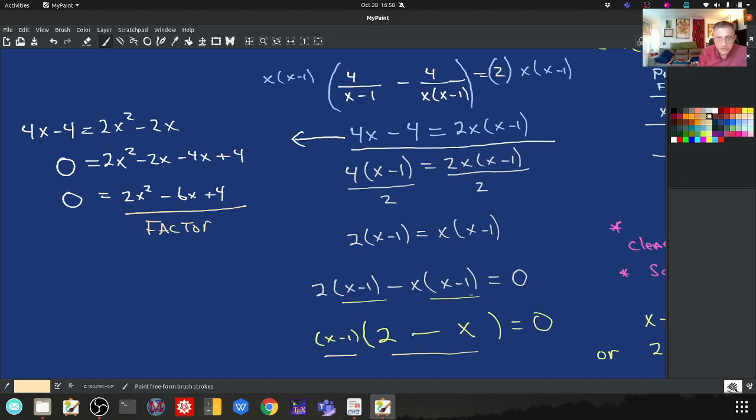Actually, we're going to do something a little bit simple. You won't actually get this from here. What I want to notice is I'm going to factor out the GCF. So that's 2. 2, 6, and 4 are all divisible by 2. So now you just have to factor x squared minus 3x plus 2, and that's when you're going to get this factorization right there, and that's when you'll set each factor equal to 0.